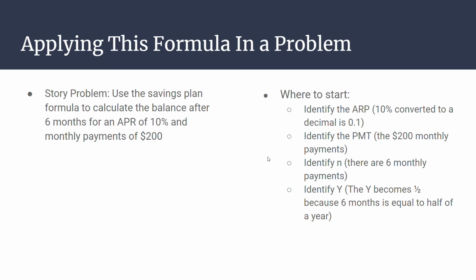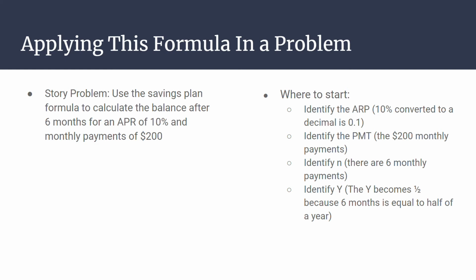So we're going to apply this formula in a problem, and the problem is: use the savings plan formula to calculate the balance after 6 months for an APR of 10% and monthly payments of $200. So where we're going to start is we're going to identify the APR, which is 10% converted to a decimal is 0.1. We're going to identify the PMT, which is the $200 monthly payments.